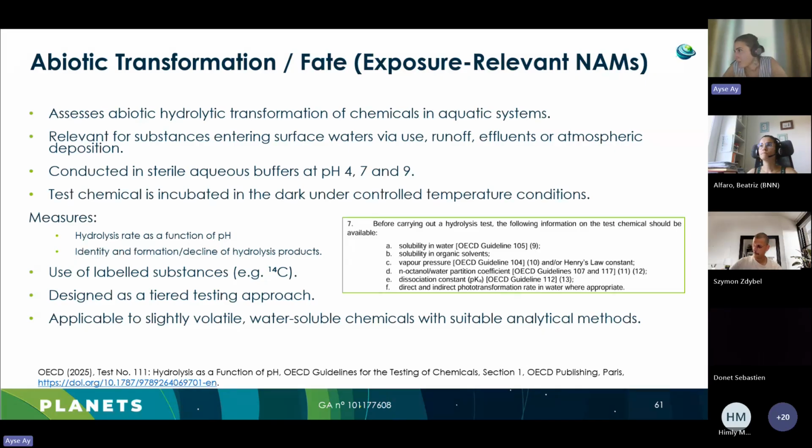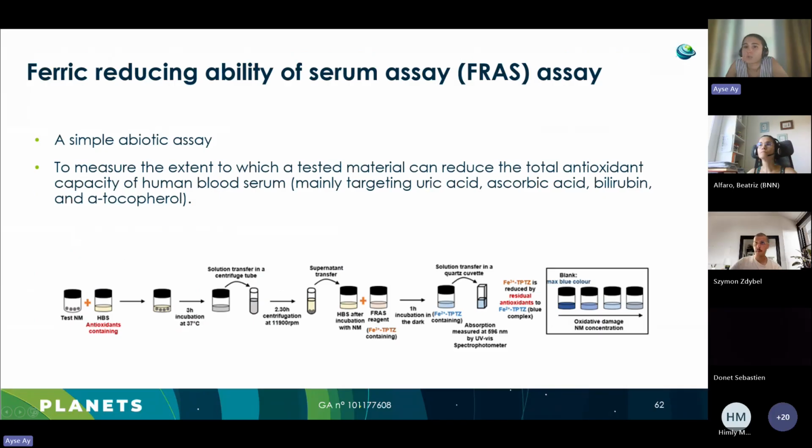But this test is applicable to slightly volatile or water-soluble chemicals with suitable analytical methods. And the next one that I will introduce, I have previously introduced actually.